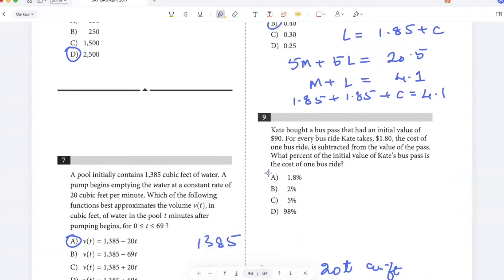Kate bought a bus pass that had an initial value of $90. For every bus ride Kate takes, 1.8, the cost of one bus ride, is subtracted from the value of the pass. What percentage of the initial value of Kate's bus pass is the cost of one bus ride? Okay, so 1.8 by 90 into 100. So that cancels. So 18 by 9, 2%.